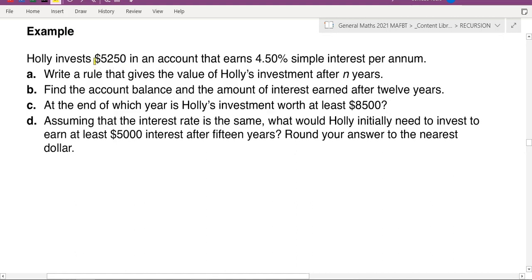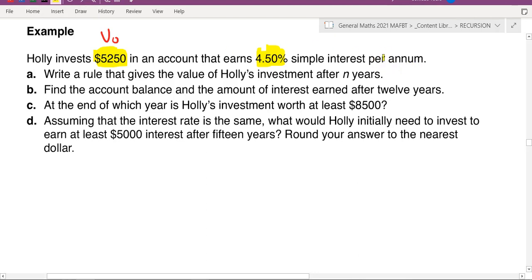So reading this, I can tell that Holly invests 52.50. Now, before I even go ahead, what does that represent, people? Principal. What else? V0. Okay, so that's already V0. That's easy. In an account that earns, so there's my interest rate, 4.5%. But remember, you have to find 4.5% of this number here. Okay, that's what that will tell you to do. What else is there? So it's an interest per annum.